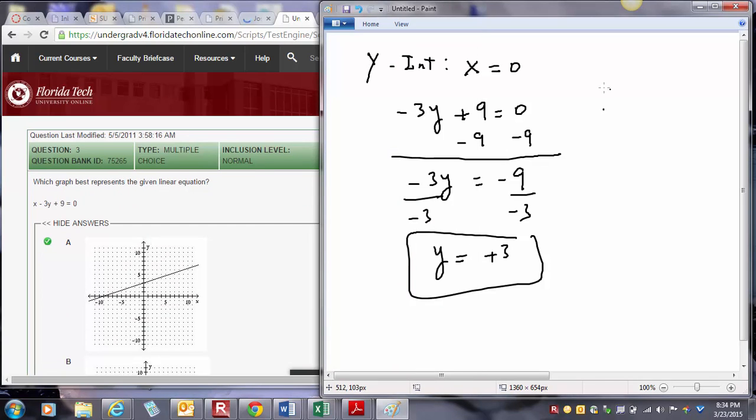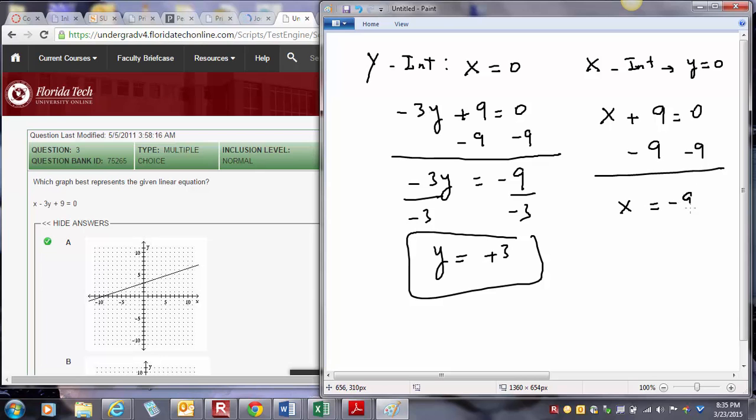Let's find the x-intercept. This will restrict the x and y intercept to one line. So to find the x-intercept, you need to plug y equals 0 into this equation here. So negative 3 times 0 will be 0. So x plus 9 equals 0, and therefore subtract 9 from both sides. You would get x equals negative 9.